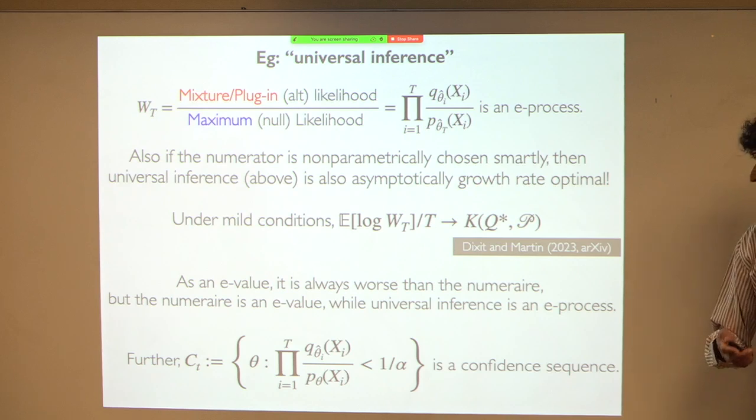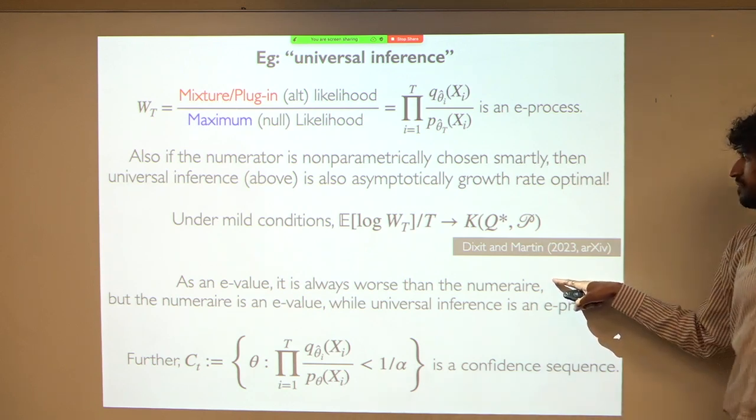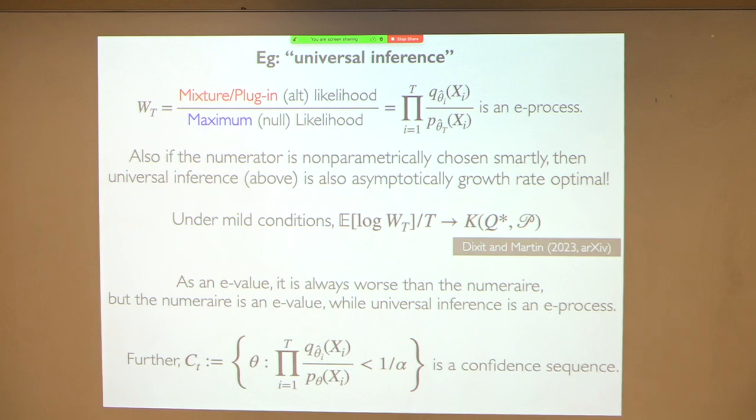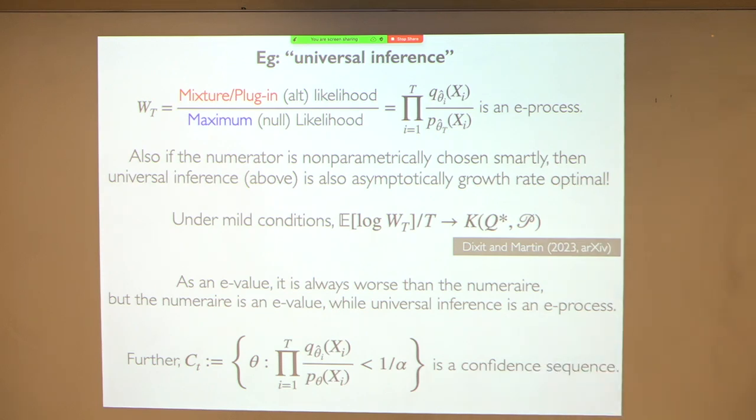Anyway. If I think about it just as an E value, it's actually worse than the numeraire I presented in the first lecture. But the numeraire is actually just an E value. It's actually not an E process. This gives you an E process. And then, of course, if you invert it, you can get a confidence sequence also. So anyway, this is just one example.